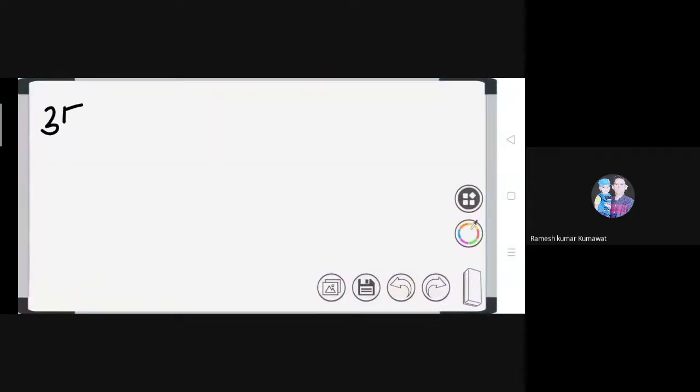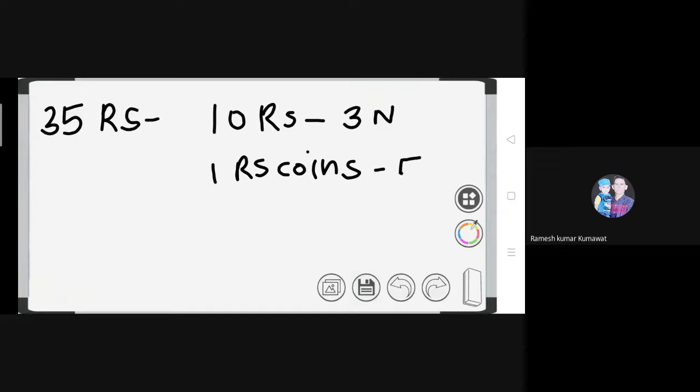How many notes and coins do I need to give for 35 rupees? So if he has to give 35 rupees, okay? The condition is the same: he has only 10 rupee notes and 1 rupee coins. So tell me, Krish, for 35 rupees, how many 10 rupee notes and how many 1 rupee coins will be needed? Two notes of 10. How? 35 is there, 25 is not. 30 and 5, tell me again properly. How many 10 rupee notes will be needed? Three notes of 10 rupees. And how many 1 rupee coins? Five coins. Yes.